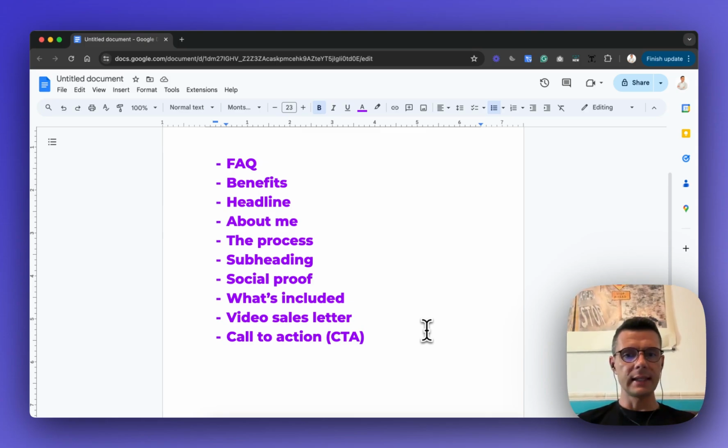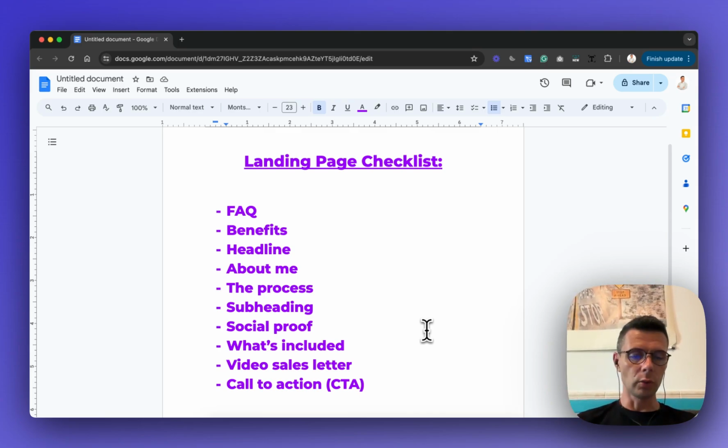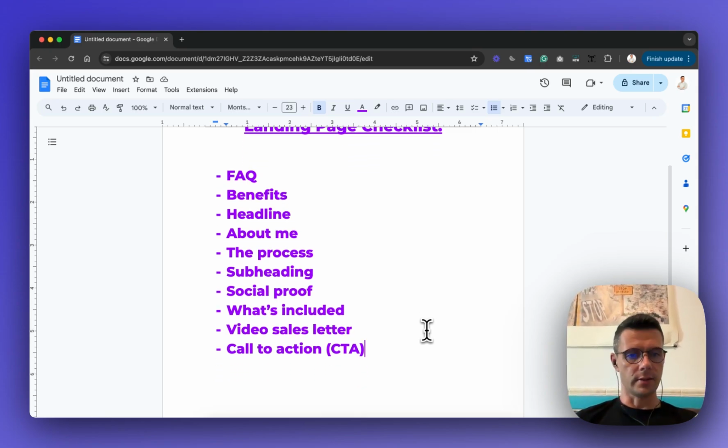Okay, so these are the 10 points, the checklist of what to include in your landing page. However, the order, as I mentioned, varies and depends on your service.